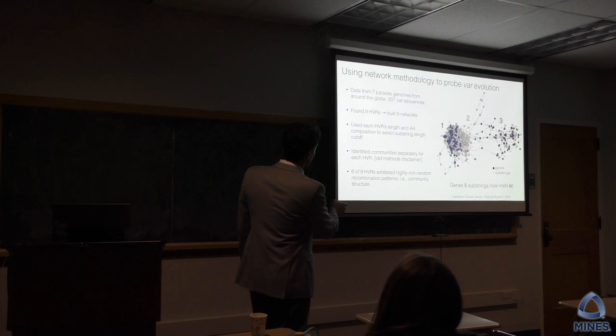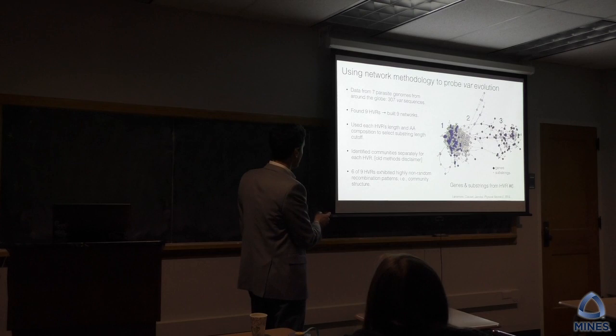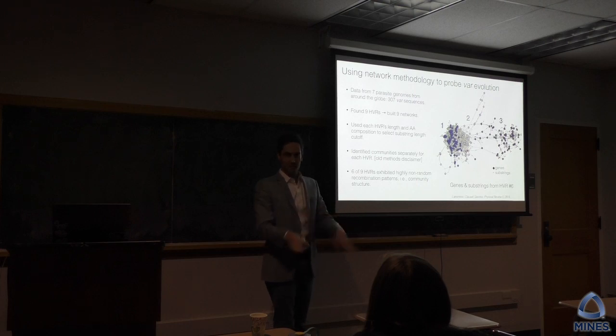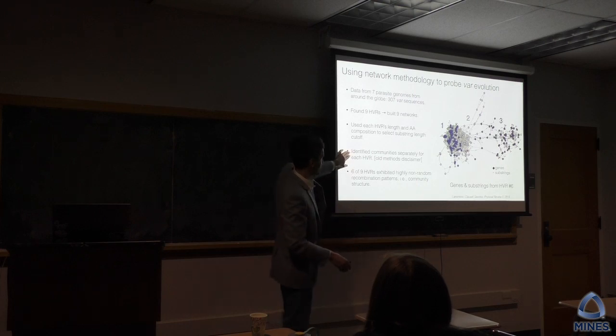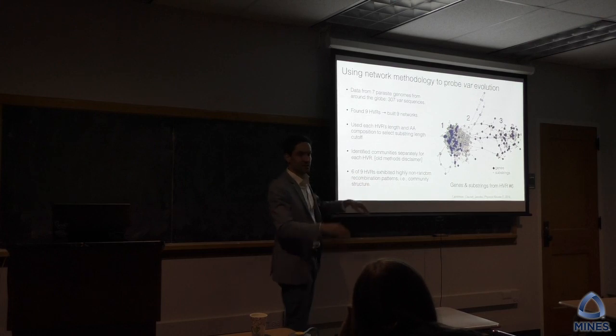We took data from 7 parasite genomes from around the globe, and that was 307 different VAR sequences. We found 9 highly variable regions, so we built 9 networks. We used each highly variable region's length and amino acid composition to select the substring length cutoff. Basically, how small are the substrings below which we don't care. Then we identified communities separately for each highly variable region using the old method. And we found that only 6 out of the 9 highly variable regions exhibited non-random recombination patterns. In other words, 3 out of the 9 were basically random. We didn't see strong community structure.